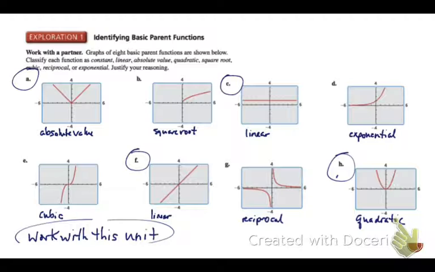Now I would like for you to circle graphs A, C, F, and H. These are the functions that we're going to work with this unit. We will get into some of the other functions later, but for this unit, and in particular for this section, we're going to focus on the linear function, the absolute value, and the quadratic function.